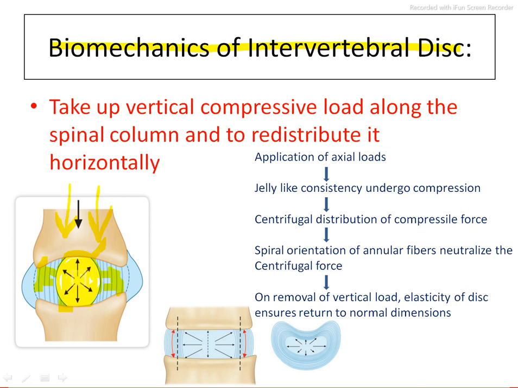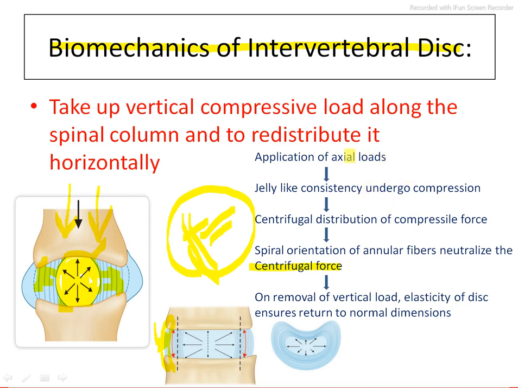When this horizontal transmission of the vertical force takes place, then comes the role of the annulus fibrosus. You see the annulus fibrosus fibers are arranged in a spiral network like this. This spiral network antagonizes or cancels out the horizontal force. Because of this, they help in neutralizing the centrifugal force and balance the vertical load bearing.